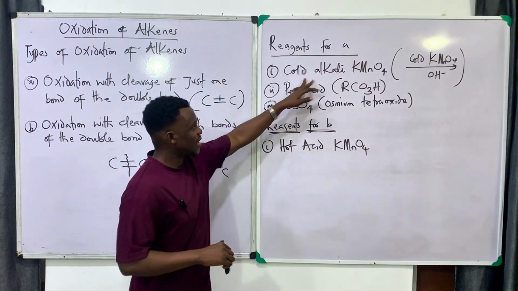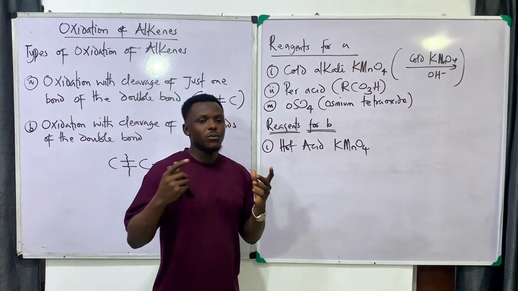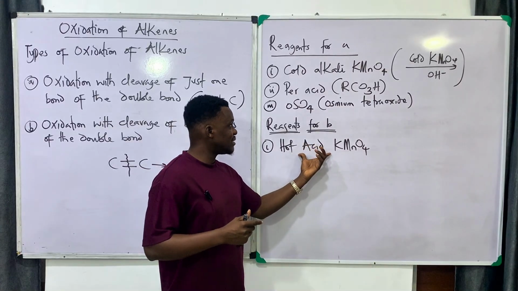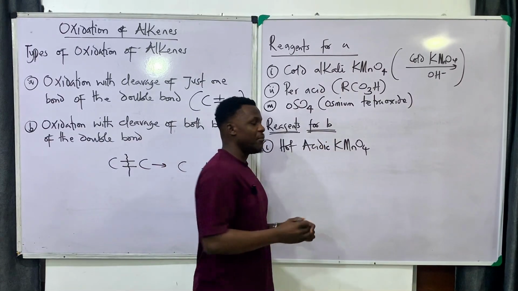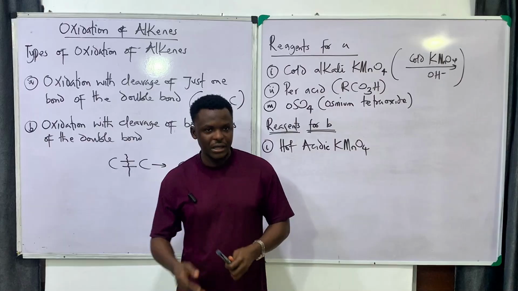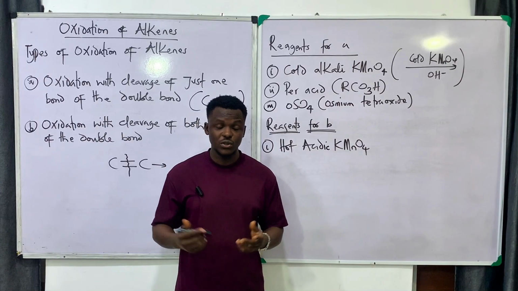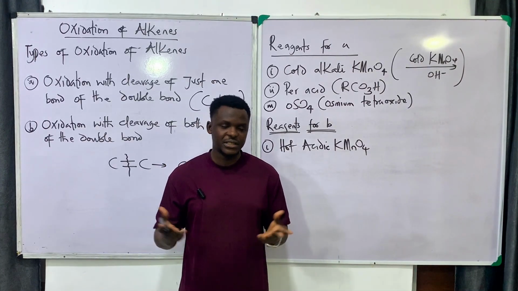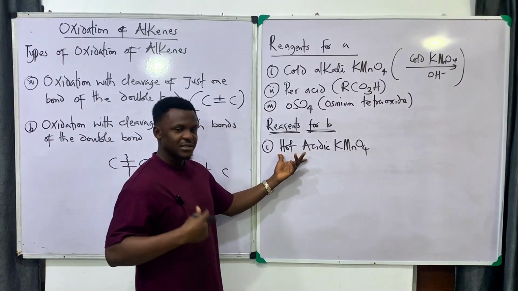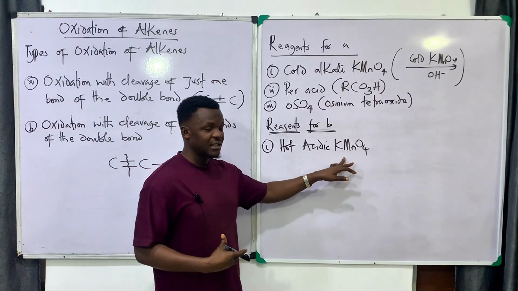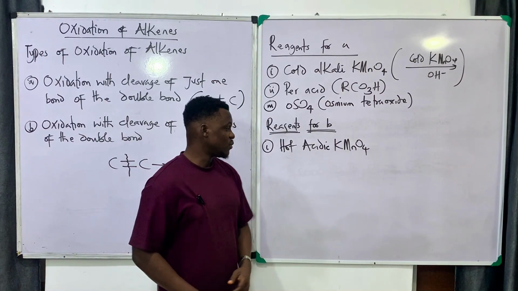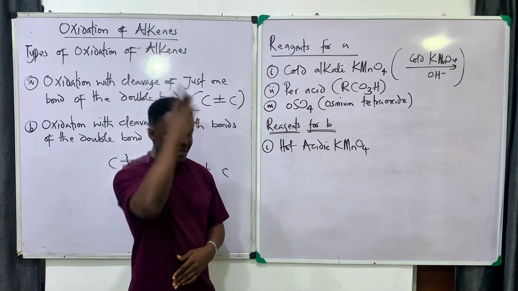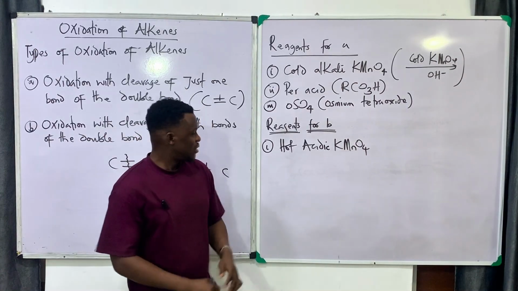So if cold alkaline breaks one of the double bonds, hot acidic KMnO4 will split or break both bonds of the double bond. Basically, the hot here tells us the intensity, to show how strong it is. So once it comes in contact with a double bond, it splits it into two.